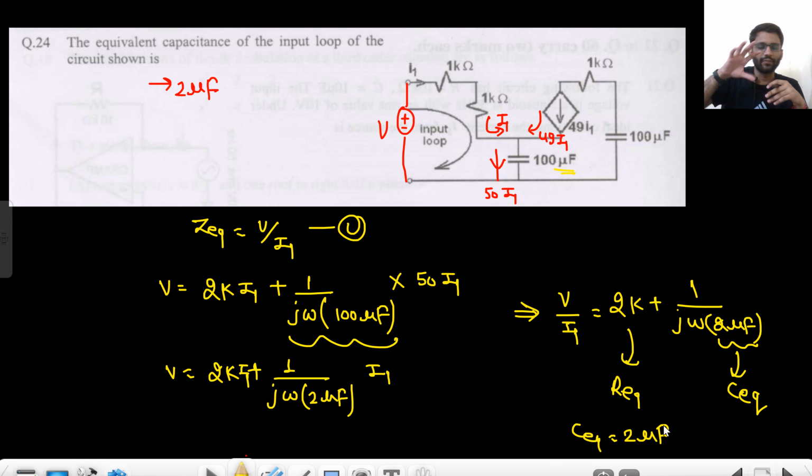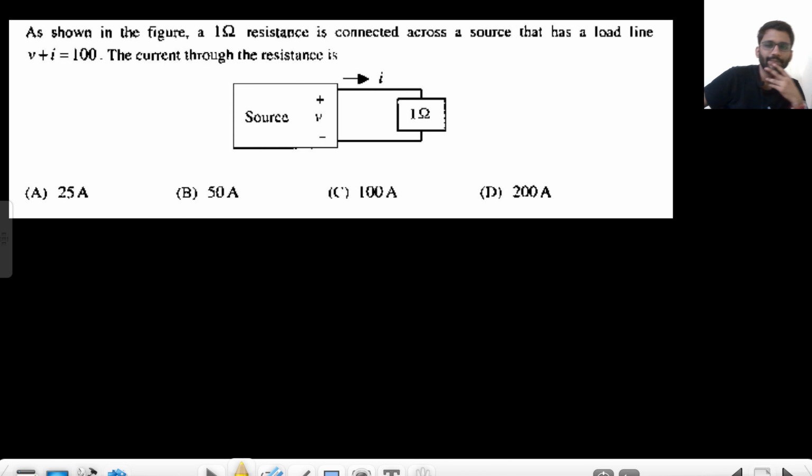So if they had asked you what the equivalent resistance is, your equivalent resistance would be 2 kilo ohm. So your R equivalent is 2 kilo ohm and your C equivalent is 2 microfarad. Okay, let's move on to the next question.